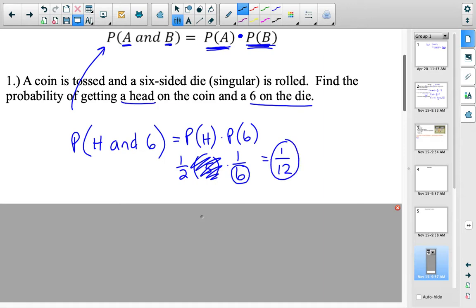This is a pretty low probability. 1/12 is like 0.08, so about 8%. So try to flip a coin and get a head, and then also roll a die and get a 6. Both things have to happen.